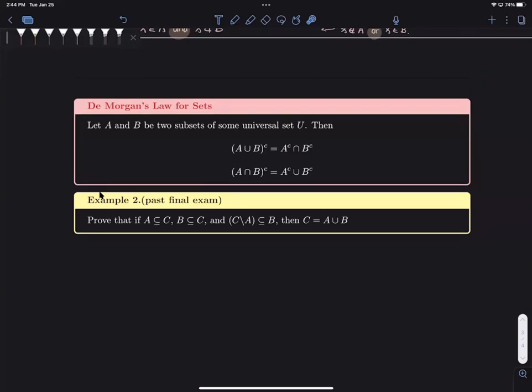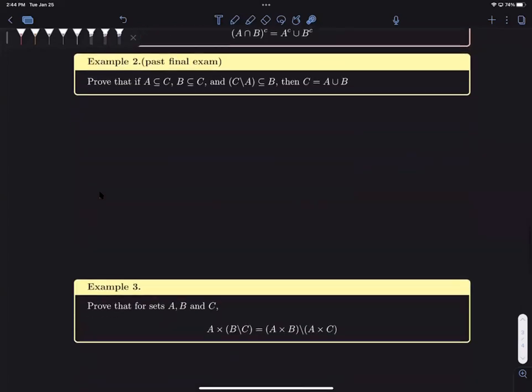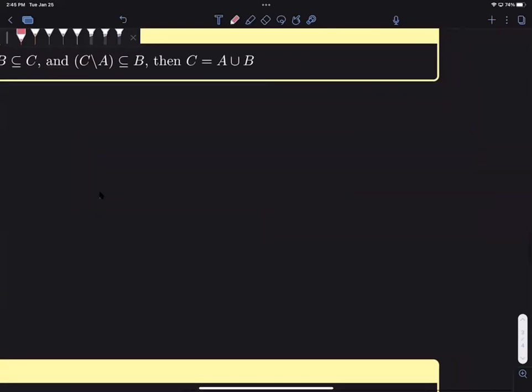Okay, next. This is an example from a past final exam. Before I talk about this, let's talk about how to prove two sets are equal. Again, if you're from last semester, you really should know this already, but we'll still talk about it because not everyone took the class last semester.